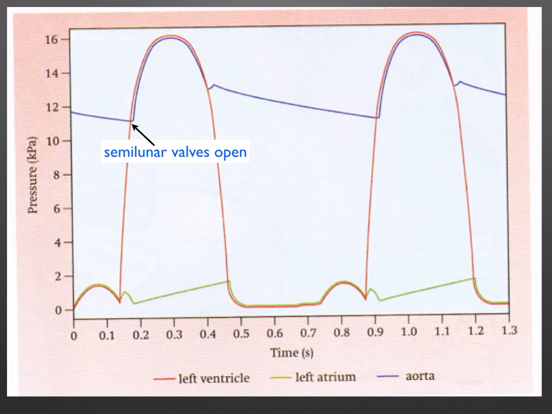When the ventricular pressure increases as it pushes the blood into the aorta, the semilunar valves will be forced open. As the pressure in the ventricle decreases on the other side there, the semilunar valves will close.